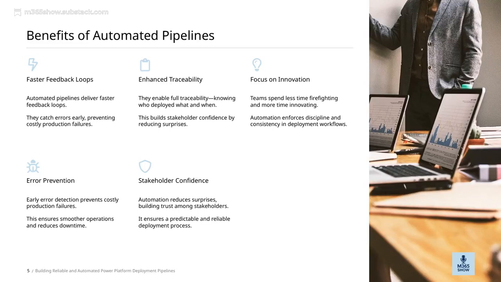This transparency further boosts stakeholder confidence by reducing unexpected surprises. And finally, faster feedback loops are a big advantage. Automated pipelines catch errors early, allowing teams to correct issues quickly and avoid expensive problems down the line. All of these benefits come together to make deployment more reliable, efficient, and trustworthy.